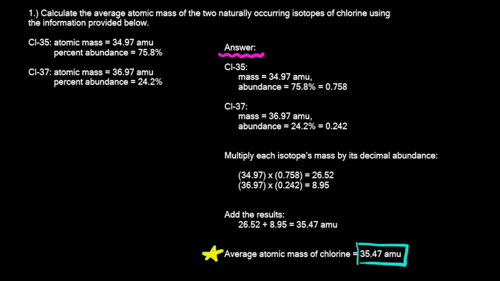Finally, step 4 requires us to add these values together. So when we add 26.52 and 8.95, we get a final value of 35.47 AMU. Therefore, the average atomic mass of the two naturally occurring isotopes of chlorine is 35.47 AMU, which is consistent with the value shown on the periodic table. If you round 35.47, you will get a value of 35.5 AMU.